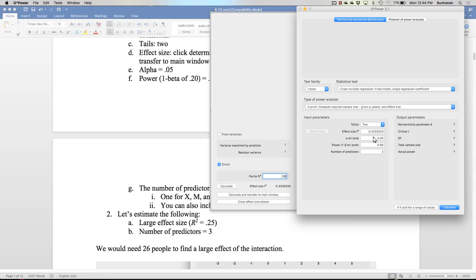Calculate and transfer to main. We've got alpha, it's 0.05, power is 0.8. And the number of predictors, very tempting here to do 2. I got books, I got attendance. And the interaction, it's actually 3.